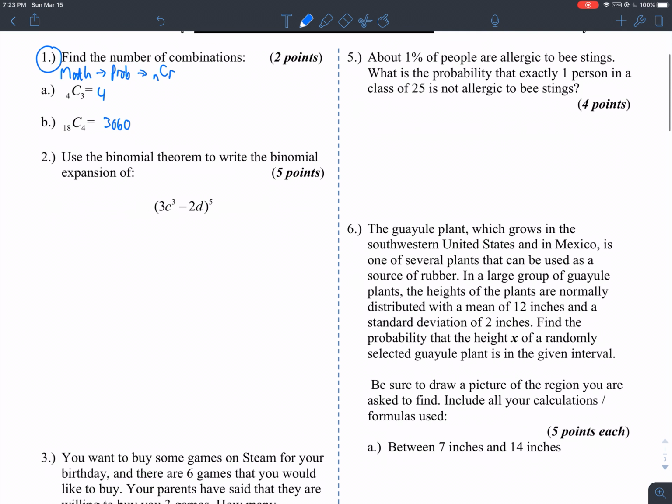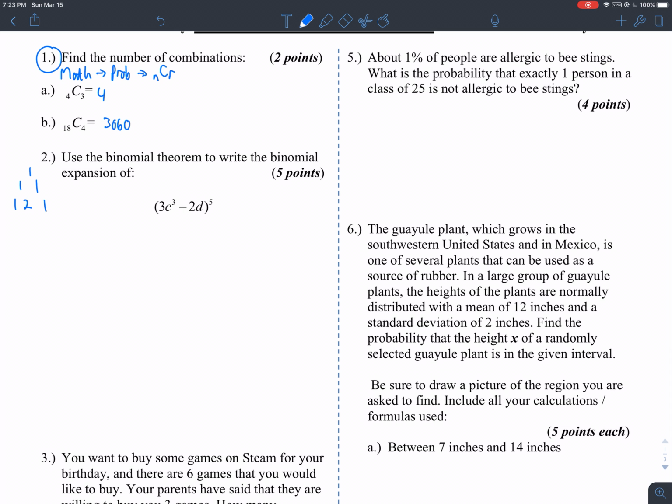Alright, so use the binomial theorem to write the binomial expansion of that binomial. Alright, so here, remember, we could have actually answered this question that way as well. It's faster if you know Pascal's triangle to find all the combinations I'm going to need to simplify something like this. Okay, so Pascal's triangle, if you remember, works like this.